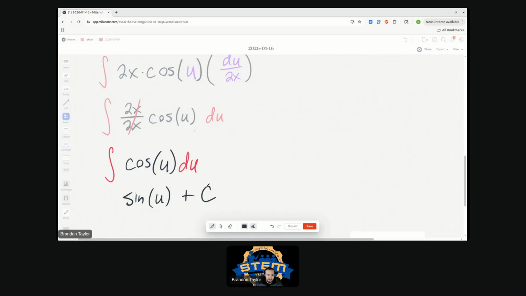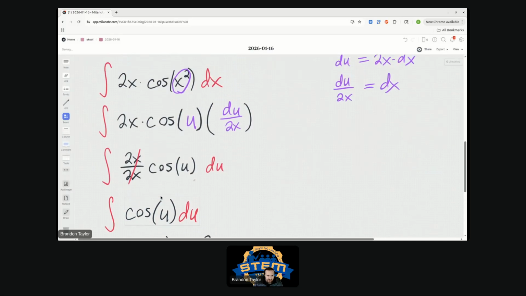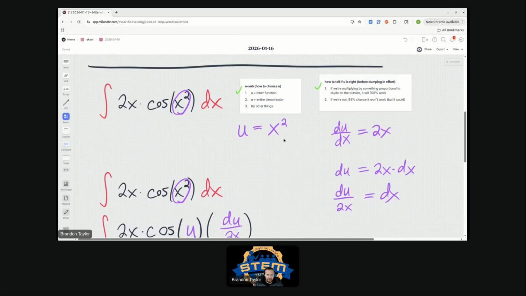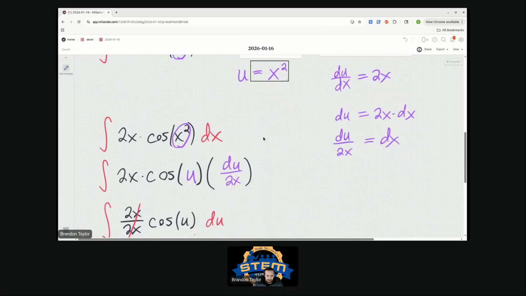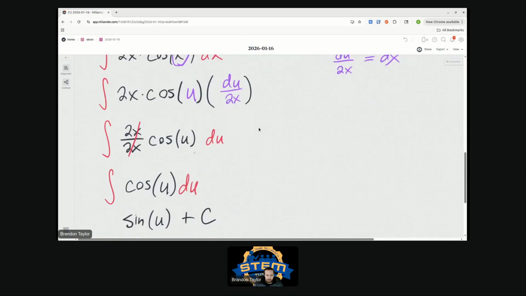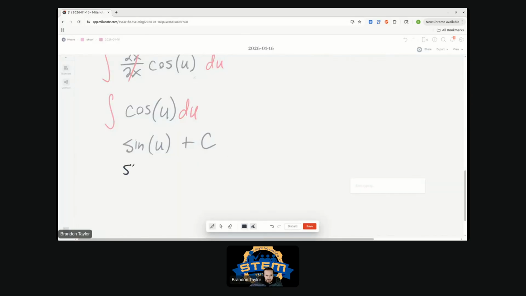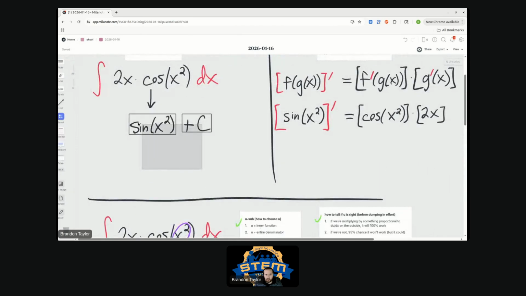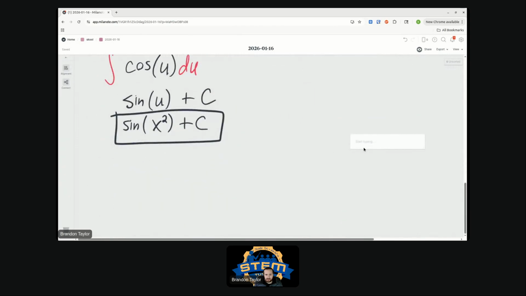Now, all we have to do at the end, remember u was really just a means to an end to this problem. We don't really care about it. What we really care about is x. So whatever we chose for u, we need to substitute that back in. So if u equals x squared, we now need to substitute that back in. So sine of x squared plus c, and that's our answer. Just like we knew, right? We already knew that was the answer, but hopefully you can see that that's the process.